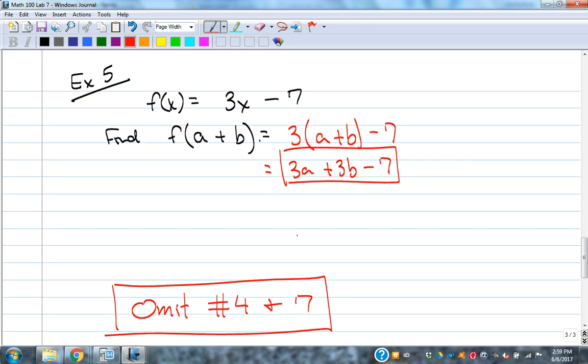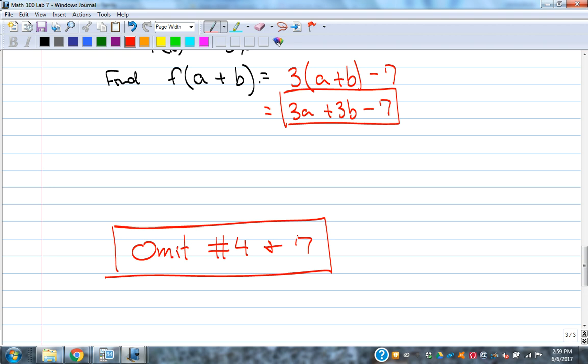On lab 7, if you omit numbers 4 and 7, they will not count against you on that lab.